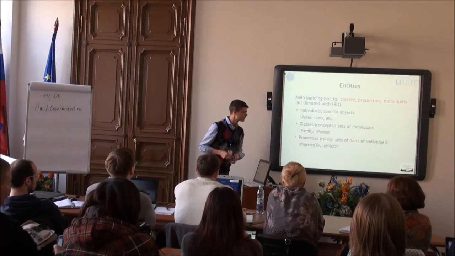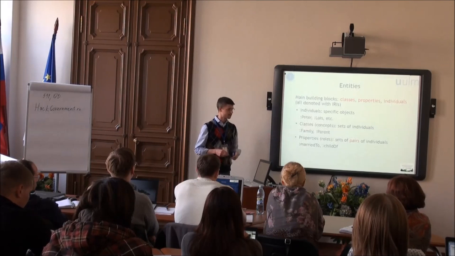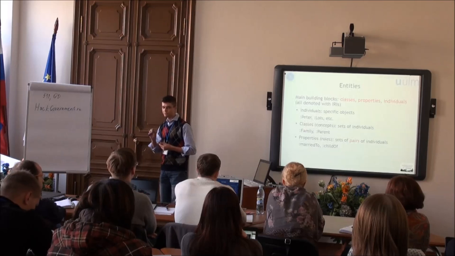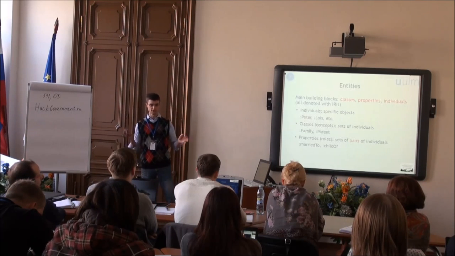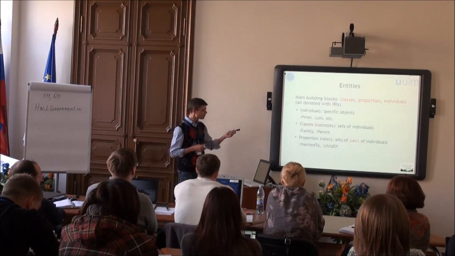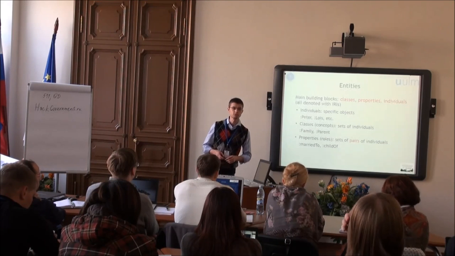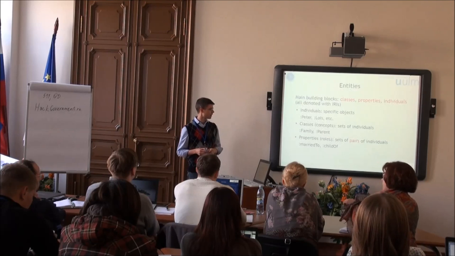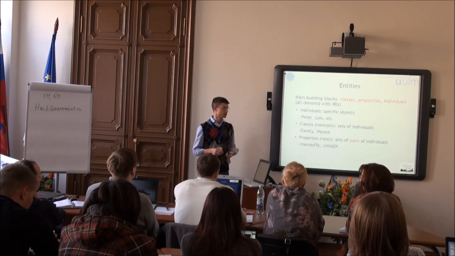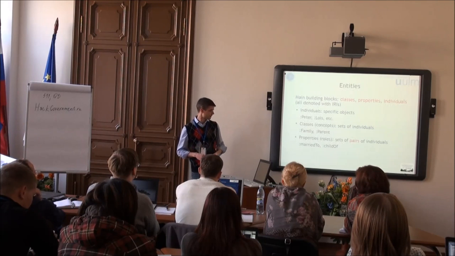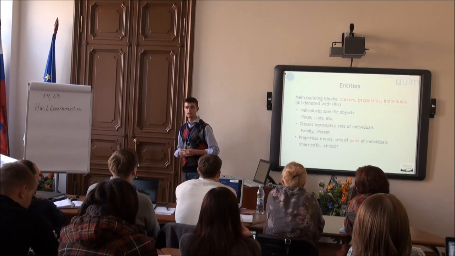Classes are sets of individuals, like family or parents, so they are not specific objects, they are named collections of objects. And properties, as roles, are sets of pairs of individuals, or relations. Those I will write from a small letter, so it's easier for you to distinguish them from classes and individuals. Like married to, child of, those are properties.